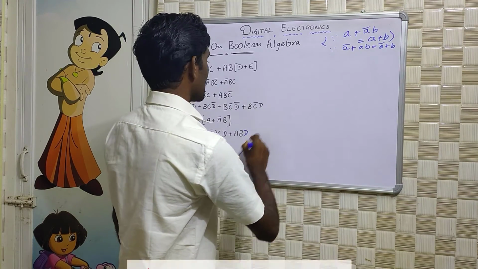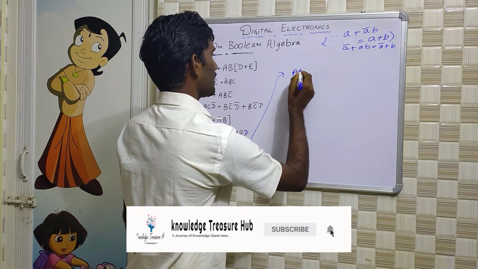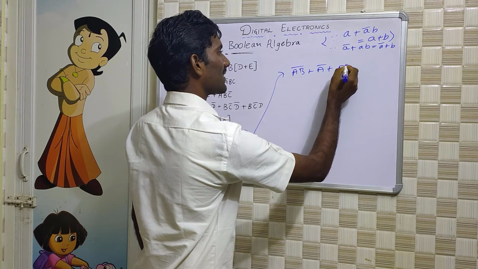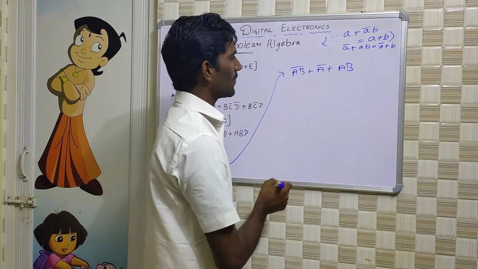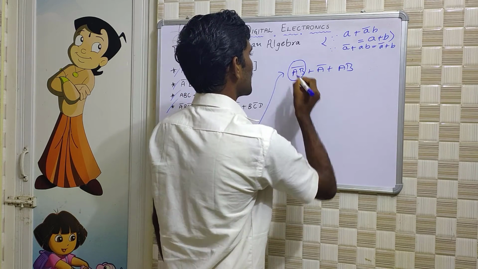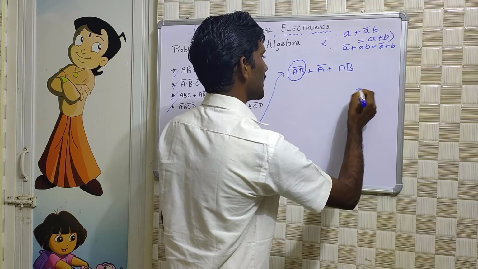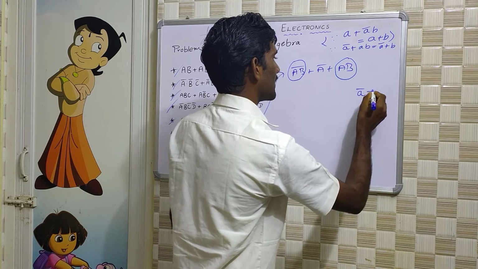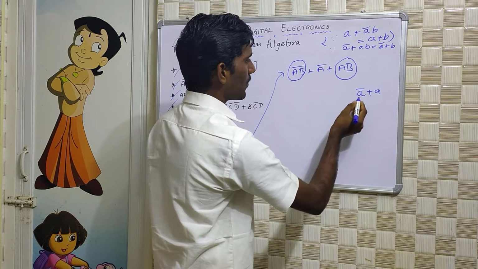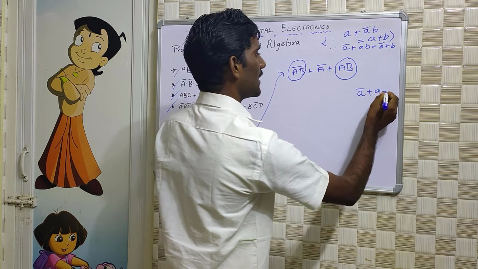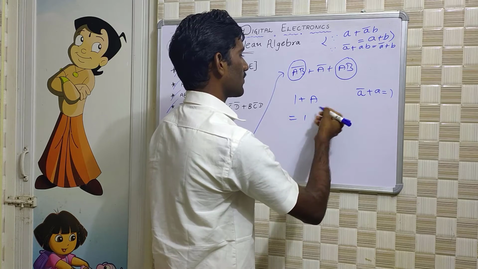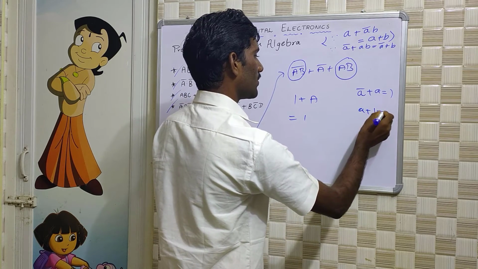So the last one, we will see the last one. A B whole bar plus A bar plus A B. In this form we can reduce it generally. So let me give it a shot. It looks like A bar plus A, where we assumed A B as A. Then A plus A bar will be 1. So then it will be 1 plus A, that is equal to 1, since A plus 1 is equal to 1.